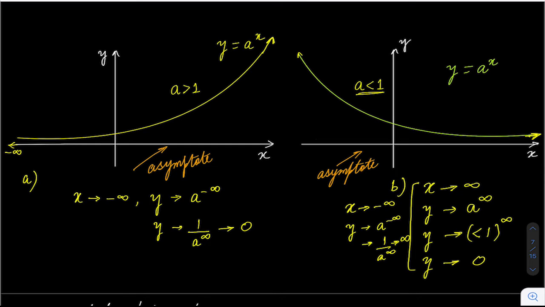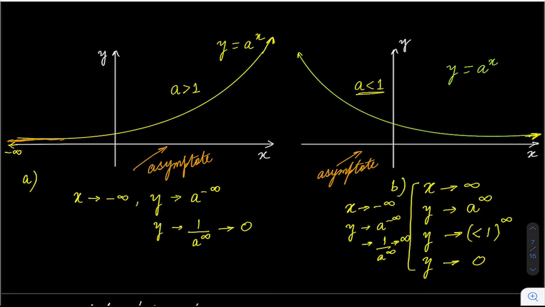Something like that. So basically you can see my curve is approaching this line like this, but it is never touching this line. It will continue to go closer and closer, but it will never touch it. So this line is known as an asymptote. So you must know this.